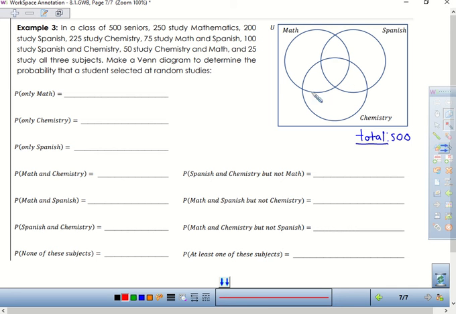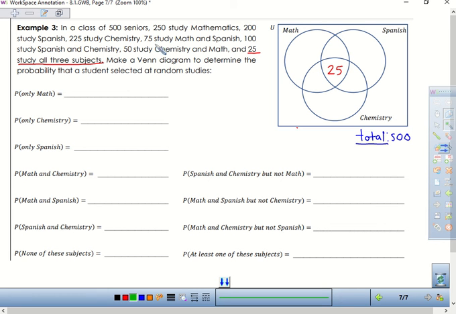With two Venn diagrams, you only have a single overlap. With this one, you have 4 overlapping regions. So what's going to go in this middle section right here? 25. Good. So 25 students study all 3 subjects. Now you go one layer out, and we're going to do the doubles.